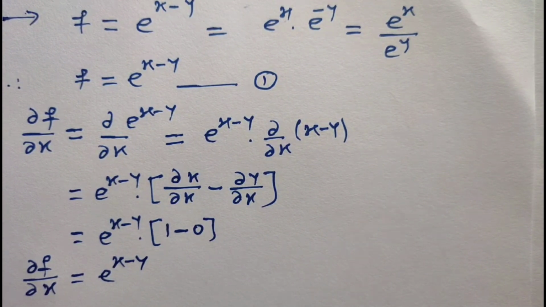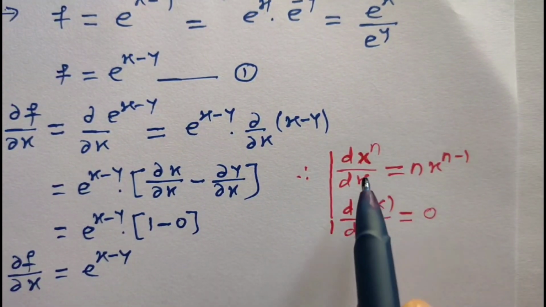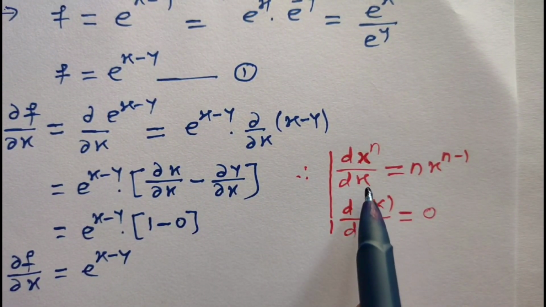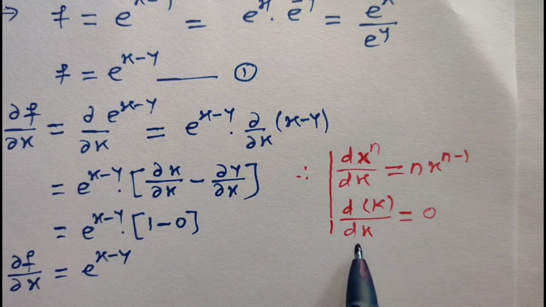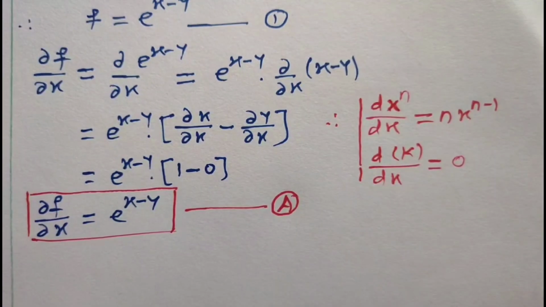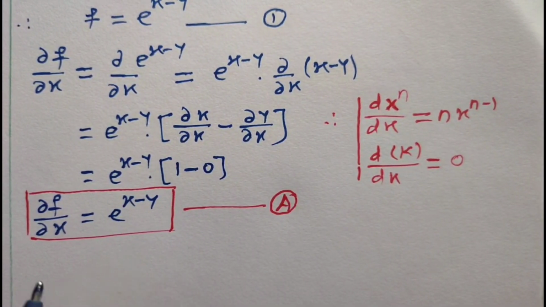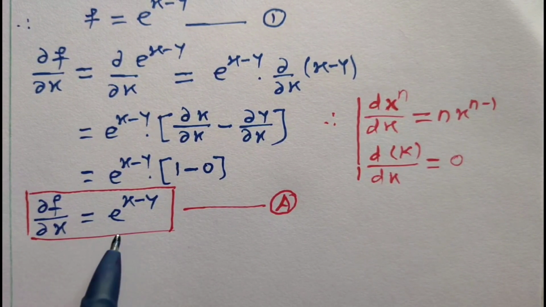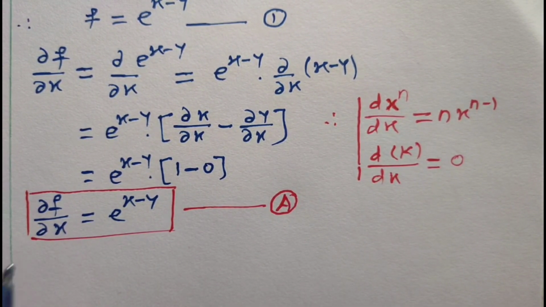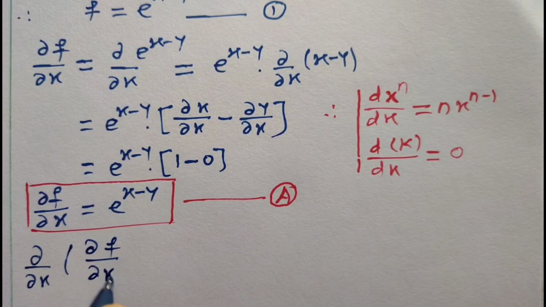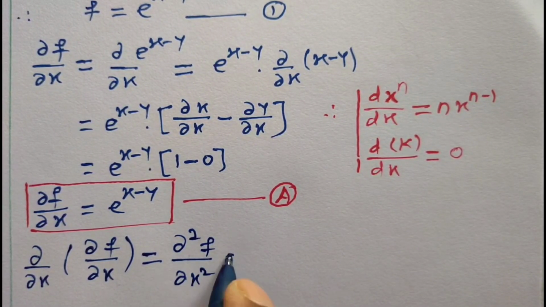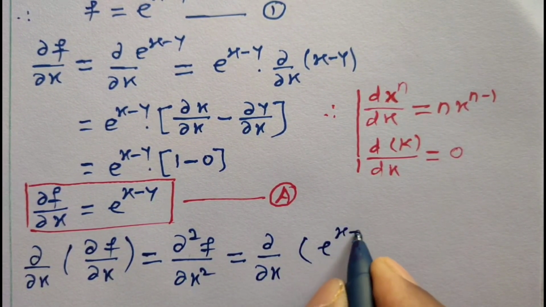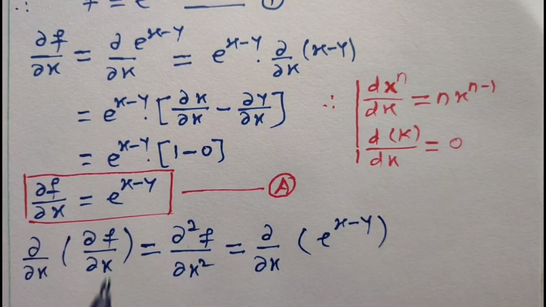And here we are applying formula, derivative of x to the power n with respect to x is equal to n into x to the power n minus 1, and derivative of constant with respect to x is equal to 0. Considering this is result number A, partially differentiate both sides of result A with respect to x again. Then that gives ∂f/∂x, and which is equal to, we can write ∂²f/∂x². So this is equal to partial derivative with respect to x of e to the power x minus y. Okay, and that is again the same result.